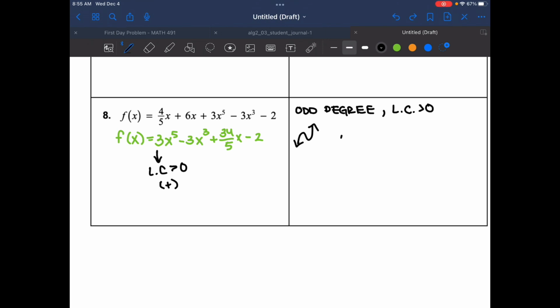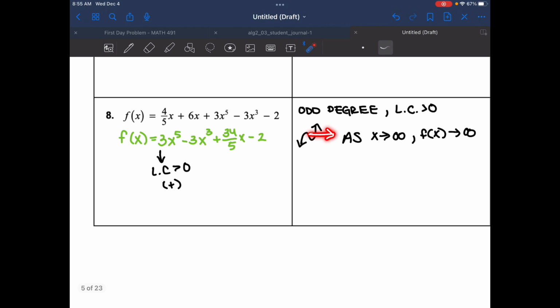So I know that as x approaches infinity, so as we go this way on our graph, my y value is going towards a positive direction. So f of x is going towards infinity. Infinity, just think of it as a positive direction, right? We can go this way an infinite amount of times, and we'll notice that my y value is always increasing an infinite amount of times when we do that.